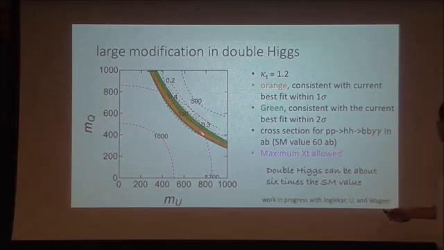So the largest value I got that also can be consistent with gluon fusion is about 300 nanobar. And that is about 6 times the standard model value. So that is a large effect. And here I didn't even put the modification in the trilinear coupling. So if I put the modification in trilinear coupling as well, then I would expect even larger modification to double Higgs.